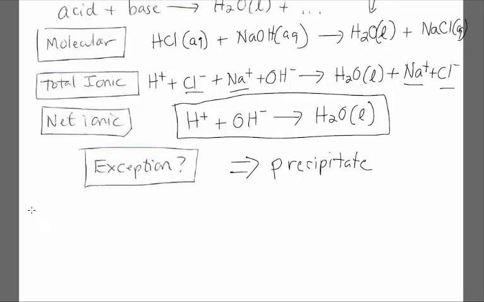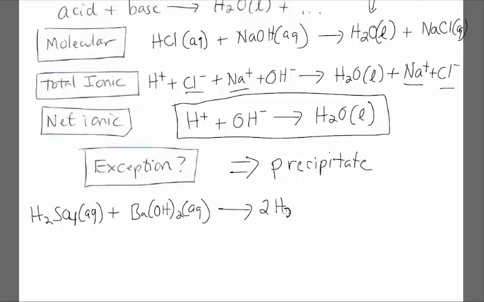So here's an acid, sulfuric acid, and our base we'll use barium hydroxide. And when those combine, you do get water. In fact, you get 2 waters. And you also get barium sulfate, which is a precipitate. So in this case, your net ionic equation will also include barium and sulfate in addition to water. So your net ionic equation will actually include everything. There will be no spectator ions because there are no ions on the product side of the reaction.